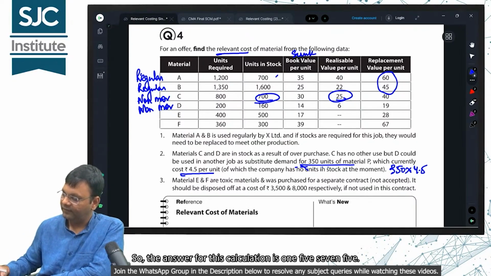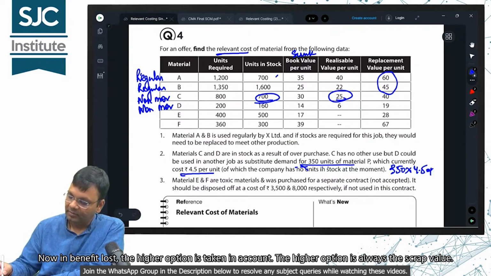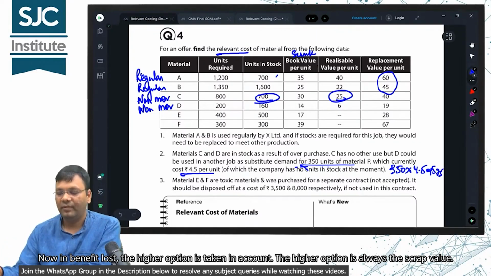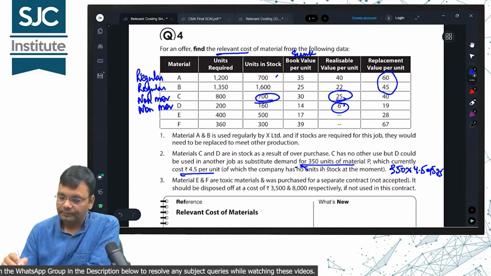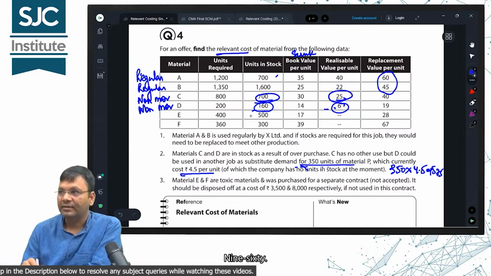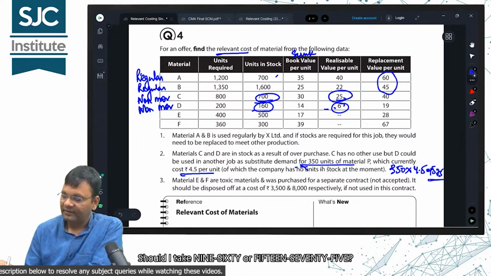So the answer for this calculation is 1575. Now in benefit lost, the higher option is taken into account. The higher option is always the scrap value. Here we have 160 units in stock. So what is its scrap value? 960. Should I take 960 or 1575?